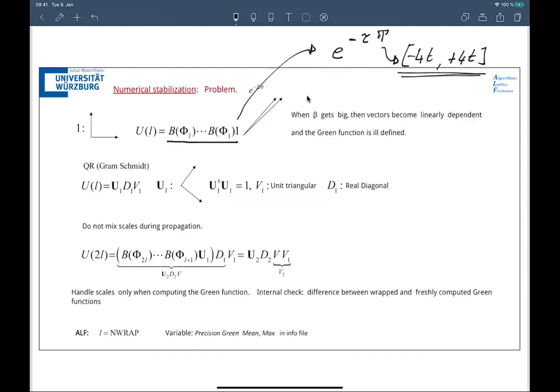If I start here and I take a 1, so the 1 here would schematically mean I have a 1 matrix. I can see that as a set of vectors which are orthogonal to each other. So if I take two dimensions, these are my one vector and the other vector. Then when I propagate this 1 with all these B's, I will get this U. And essentially, all these vectors will collapse onto the direction which has the biggest eigenvector.